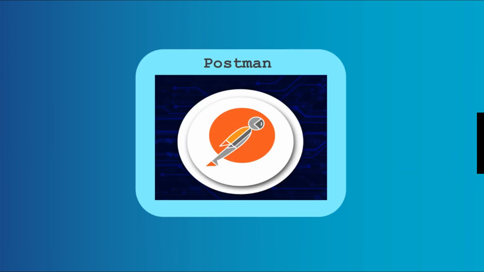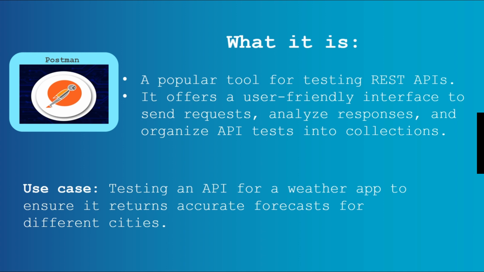The first one is Postman. Postman is an easy to use platform for testing RESTful APIs. It allows users to send HTTP requests like GET, POST, PUT, DELETE, etc. and analyze the responses. Postman Collections help organize APIs for automation and collaboration among teams. It supports scripting for test automation. And we use this tool for testing a weather app API to ensure correct city-specific forecasts. An example of an app that uses this is X, formerly known as Twitter.